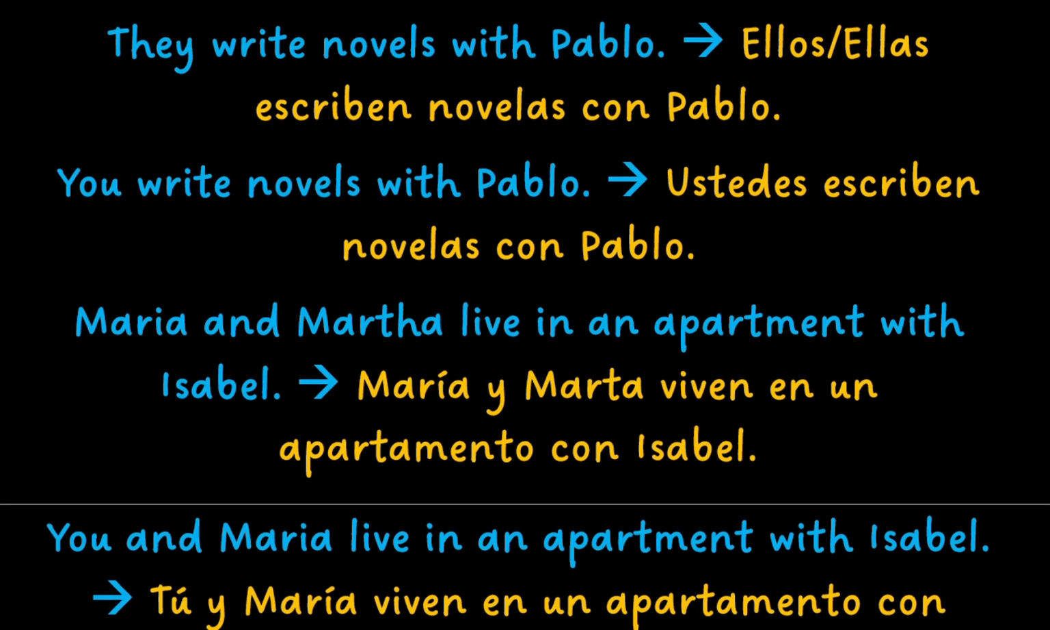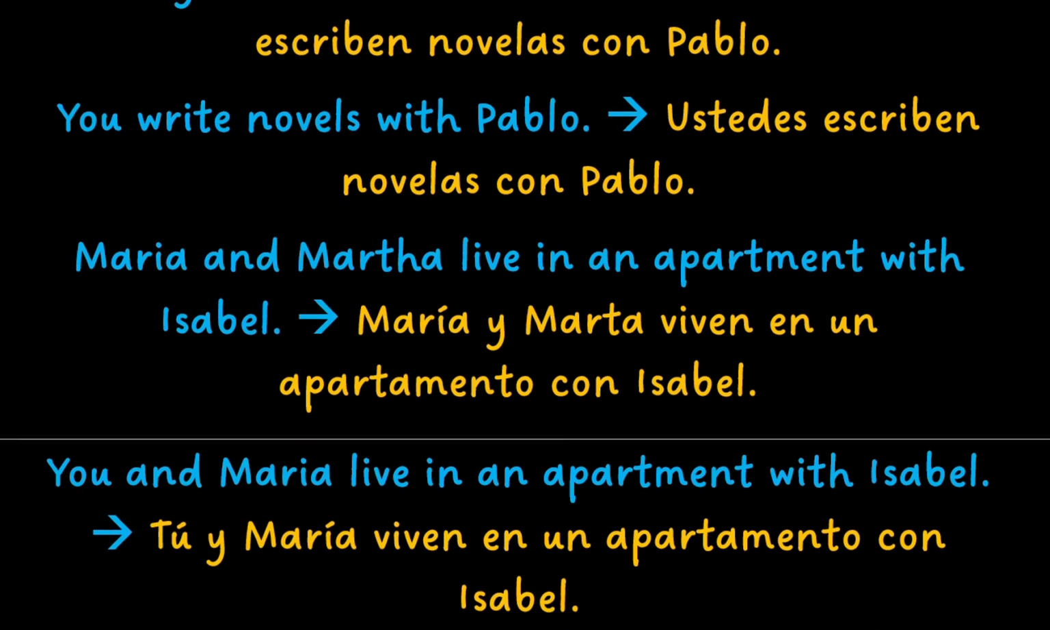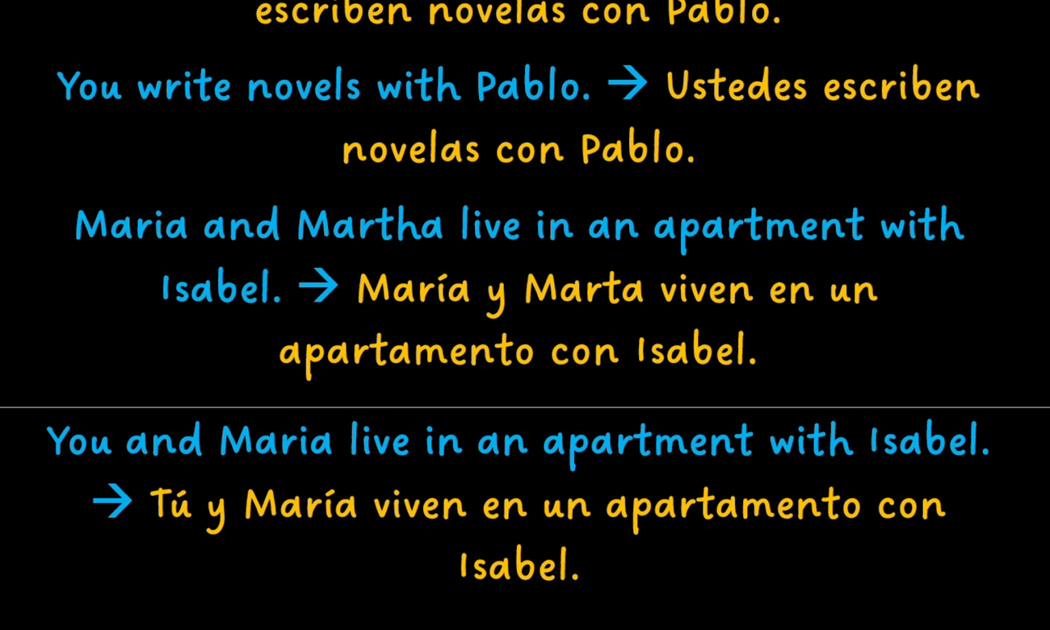They write novels with Pablo is ellos or ellas escriben novelas con Pablo. You write novels with Pablo is ustedes escriben novelas con Pablo. Maria and Martha live in an apartment with Isabel is Maria y Marta viven en un apartamento con Isabel. And you and Maria live in an apartment with Isabel is tú y Maria viven en un apartamento con Isabel.